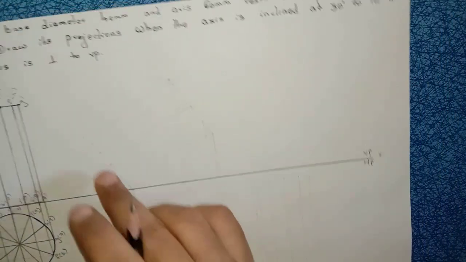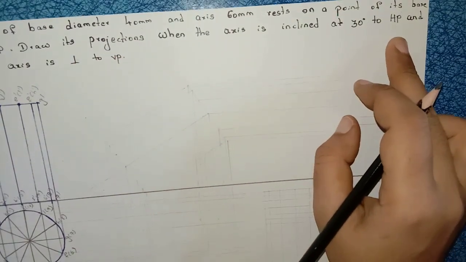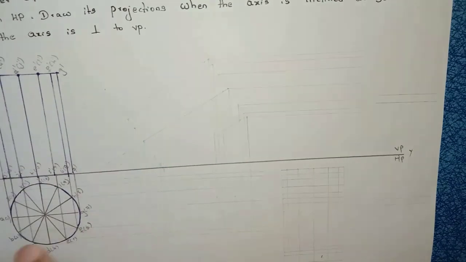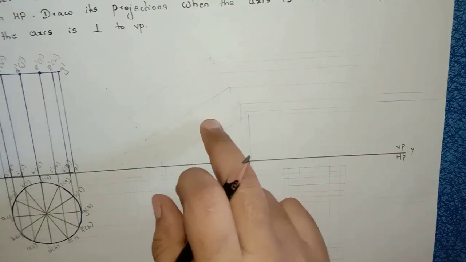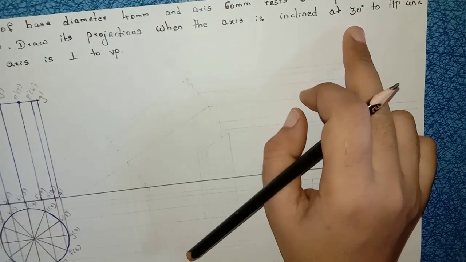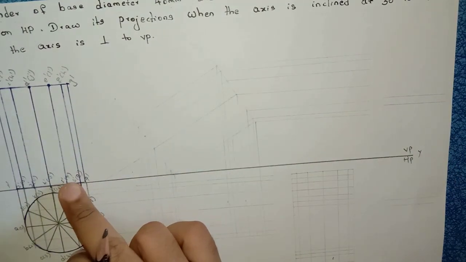Right, now what is the next part of the question? Axis is inclined at 30 degrees to HP. To HP means I have to construct the axis which is inclined at 30 degrees. But with the help of axis I am not going to construct here. With the help of base I am going to construct here.